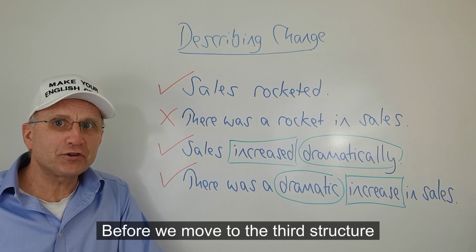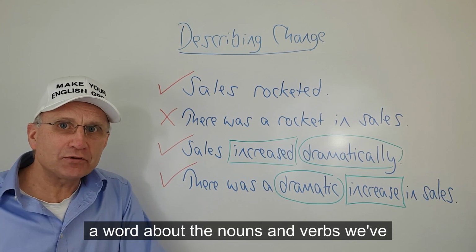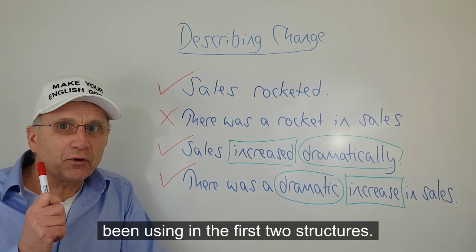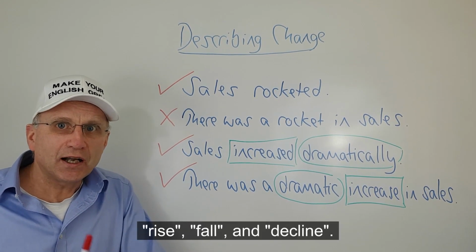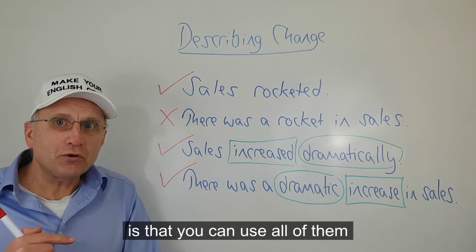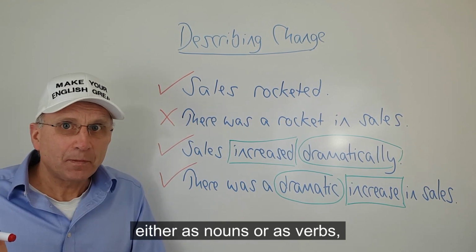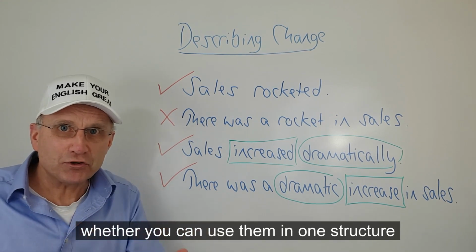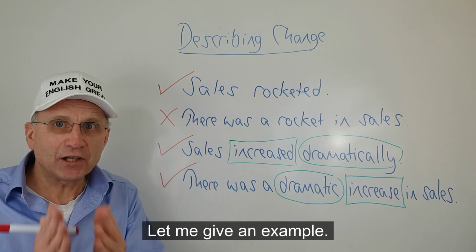Before we move to the third structure and look at that, I just want to say a word about the nouns and verbs we've been using in the first 2 structures. We've used increase and decrease, rise, fall, and decline. And the reason I've chosen those is that you can use all of them either as nouns or as verbs, which means you don't have to worry about whether you can use them in one structure but not in the other structure. Let me give you an example.